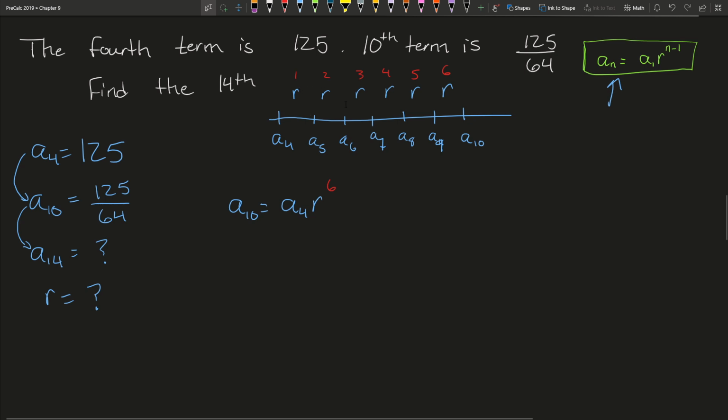And then we can substitute in what we know. So A10, that's 125 over 64, is equal to A4, which is 125, times our common ratio to the 6th power. Okay, I want to stop there for a second. Are there any questions about how I got to the 6th power, or how I got from A4 to A10?